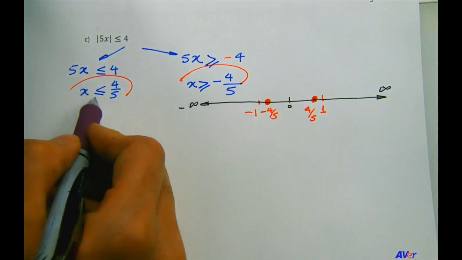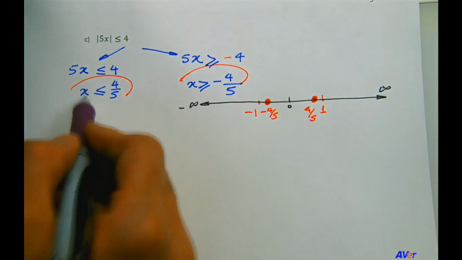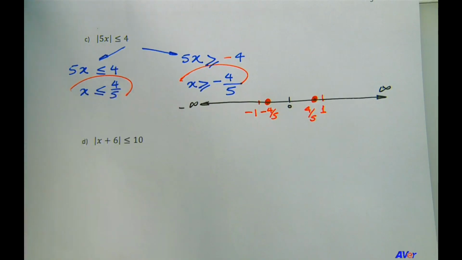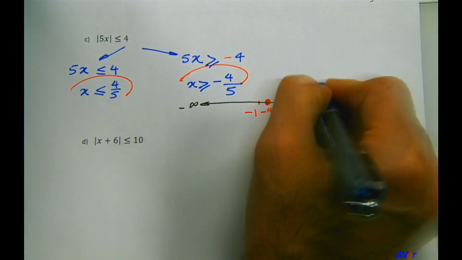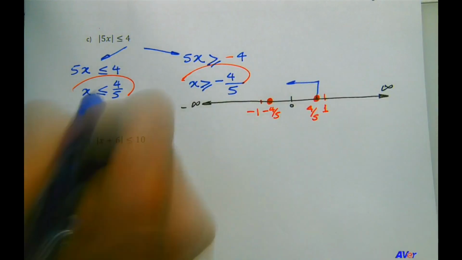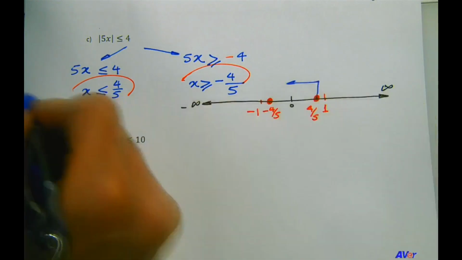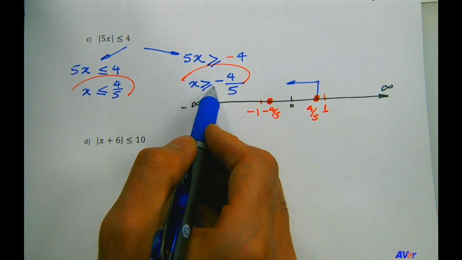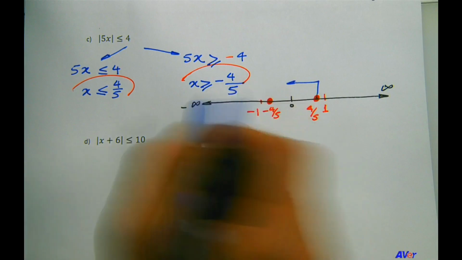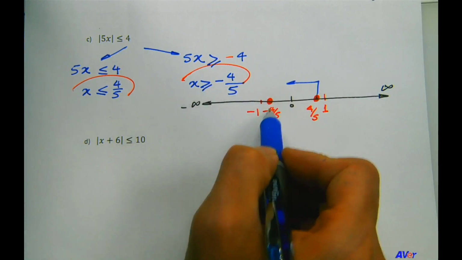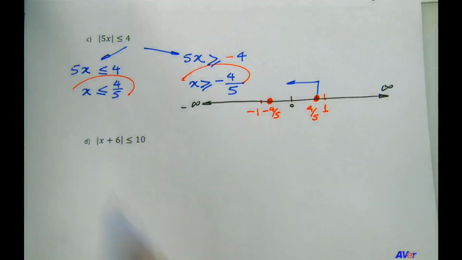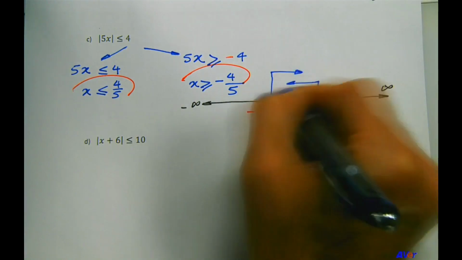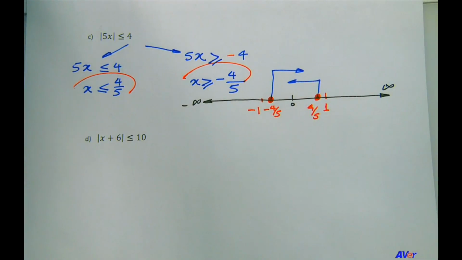So this solution says x is equal to or less than 4/5. That means it is going this way. That solution is that, this way. This one says, no, x should be any value that is equal to or greater than negative 4/5. So this one says we got to go this way, not that way, this way. So where is the final solution?